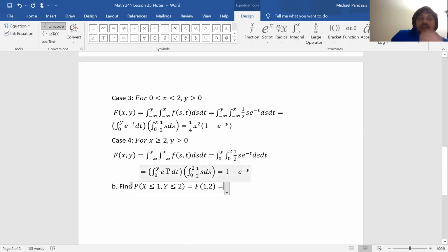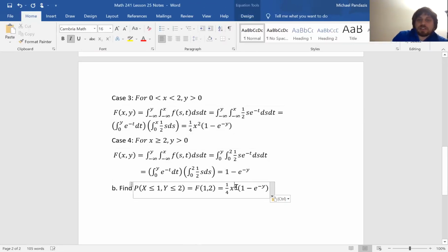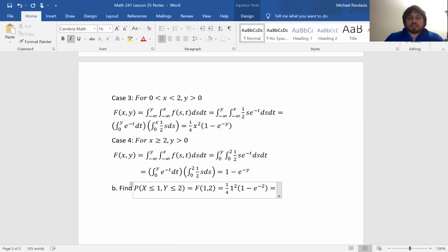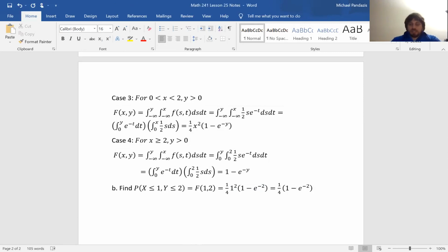And so from the way we define capital F, we have x is 1 and y is 2, so that falls into case 3. And so this is the expression for capital F there. But here x is 1 and here y is 2, so just plug in those values. And so what you get is 1/4 times 1 minus e to the negative 2. Okay, and that's the answer for that one.